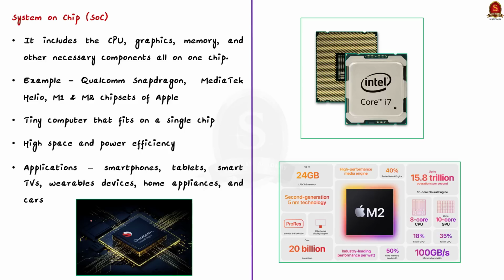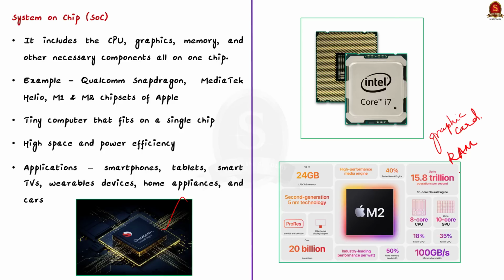The laptop or the PC might have separate chips for graphics, that is like a graphic card, then memory like RAM and other functions. But in your phone, you will find an SoC, system on chip, like Qualcomm Snapdragon or MediaTek. This chip includes the CPU, graphics, memory and other necessary components all in one chip. It is like a mini computer in your hand.